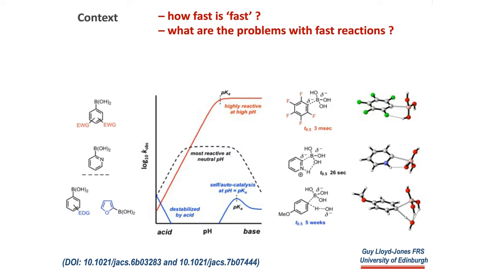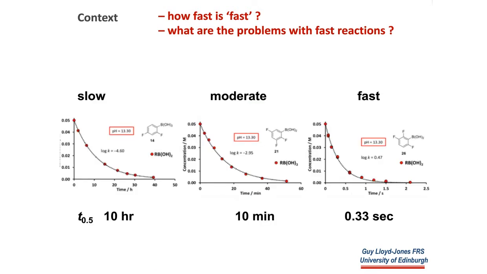And so if we use protodeboronation as a reference frame for deciding what is slow, medium and fast, I've just picked some examples here going from a half-life of 10 hours to moderately quick 10 minutes, something you have to take samples fairly quickly from or analyze in situ, through to something that's very fast and that's going to have to be analyzed using specialized techniques. So what are the techniques and what are the problems?